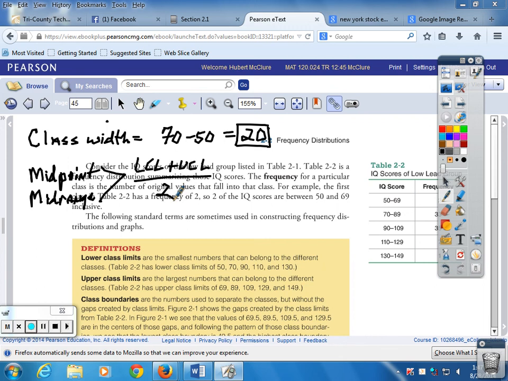So 50 plus 69, I have no idea what that is. What is it, 120? What is 50 plus 69? 119, so half of 120 would be 60, so that'd be 59.5. Let me just write it out: 50 plus 69 over 2 is equal to 59.5.